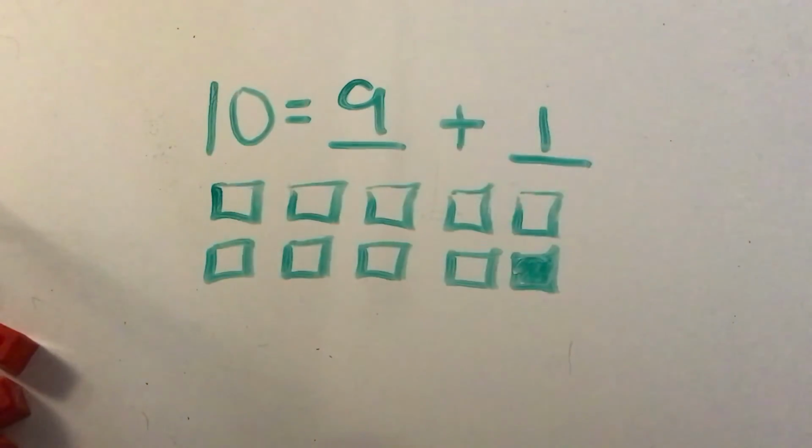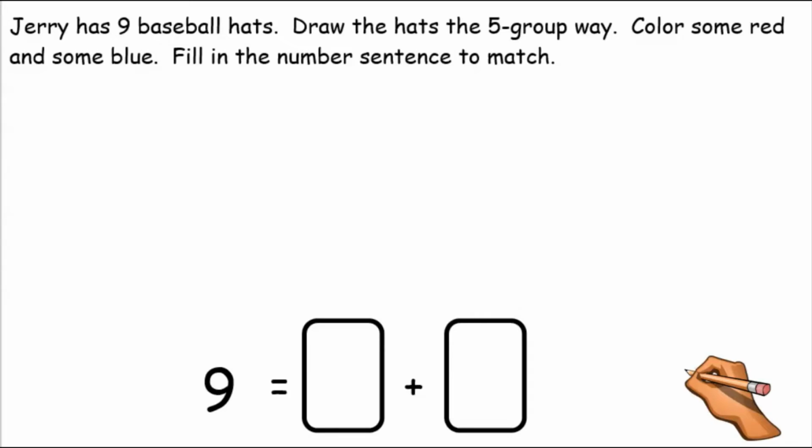All right, let's do some more practicing of finding parts for 9 and 10. Here are my stories. Remember, we are finding the parts in these stories. Jerry has 9 baseball hats. So we are going to draw his baseball hats in a 5-group way, and then we're going to add some color to show the parts.